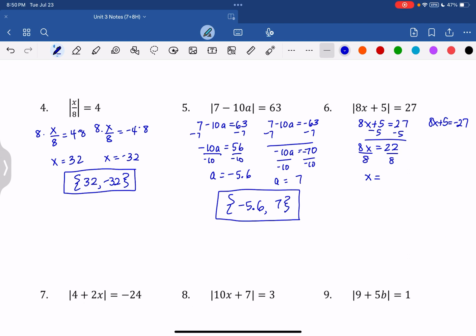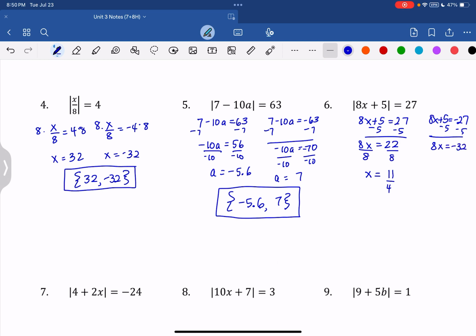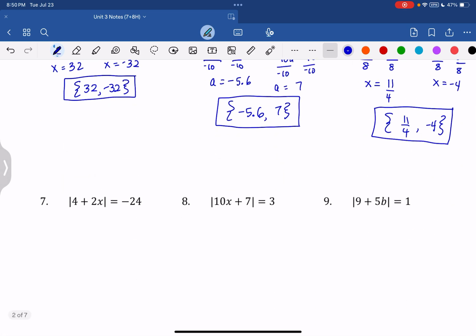Let's see, those are both divisible by 2, so that would be, what, 11/4? Okay, so don't let fractions scare you. Okay. Hopefully you're getting the hang of this. It's making sense.